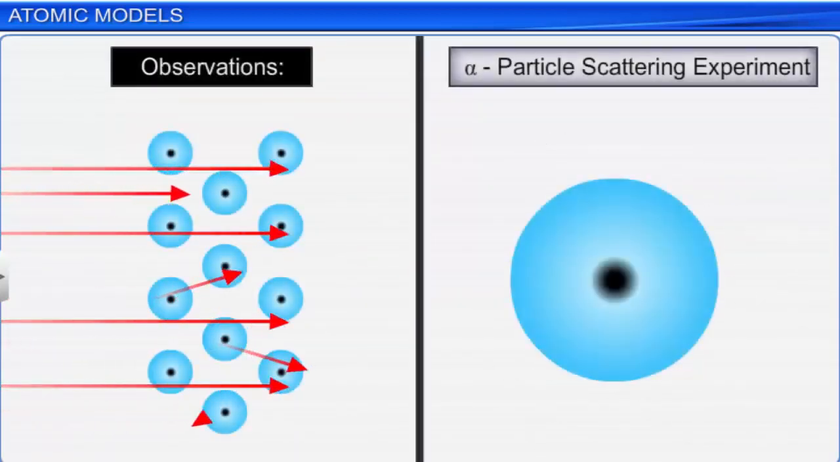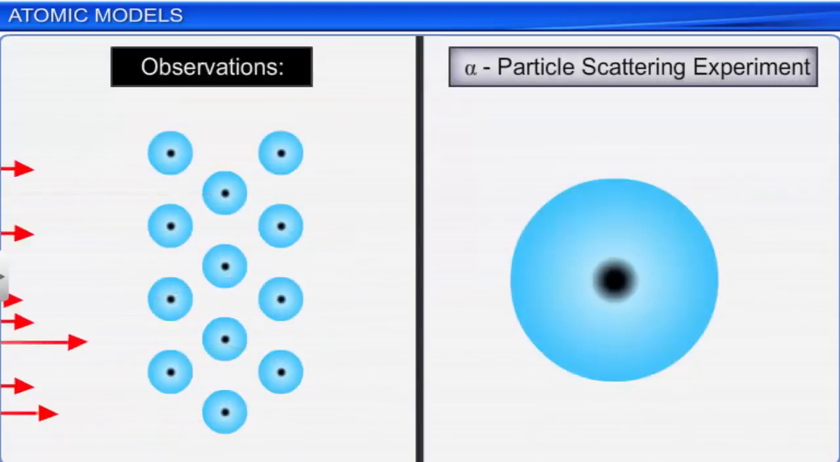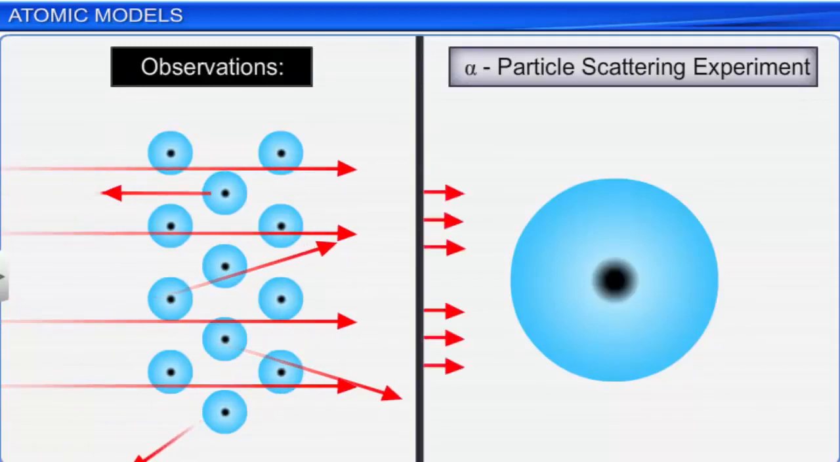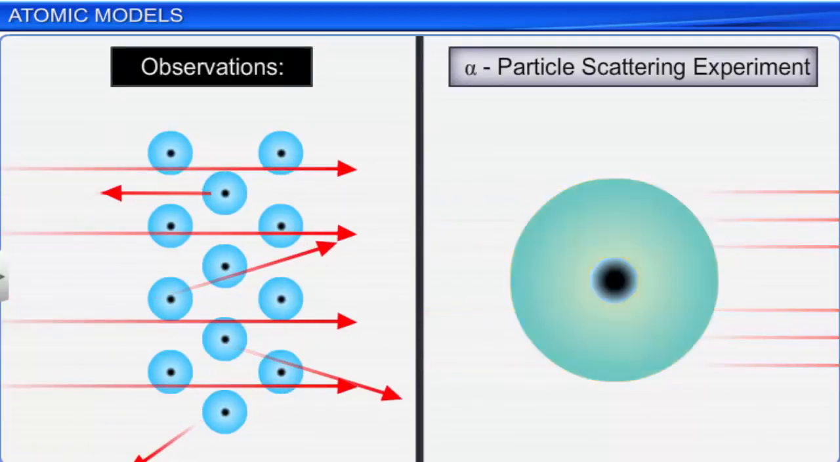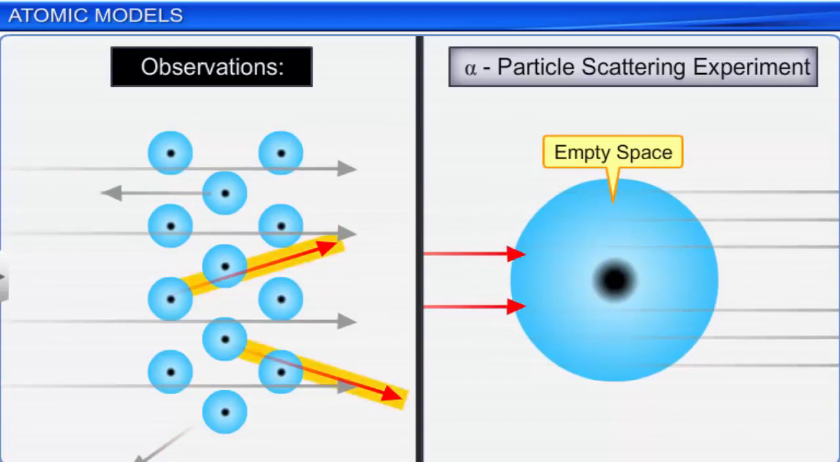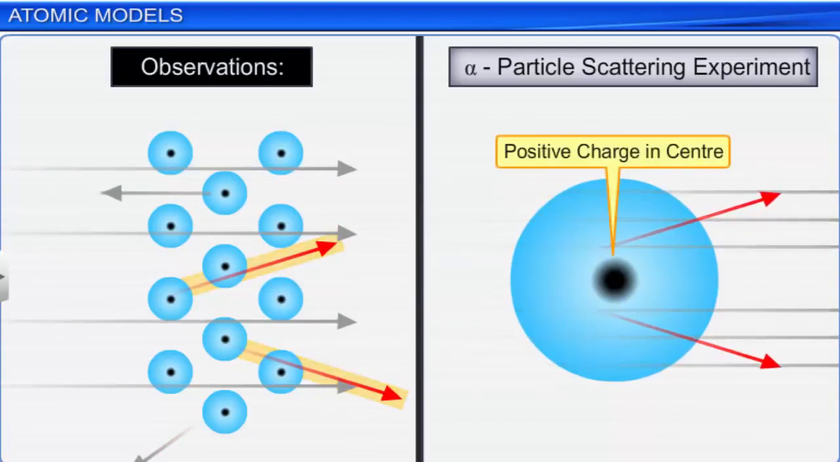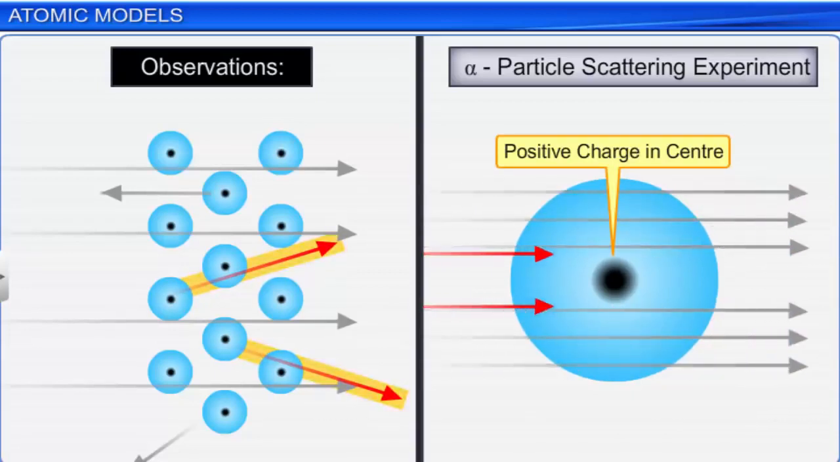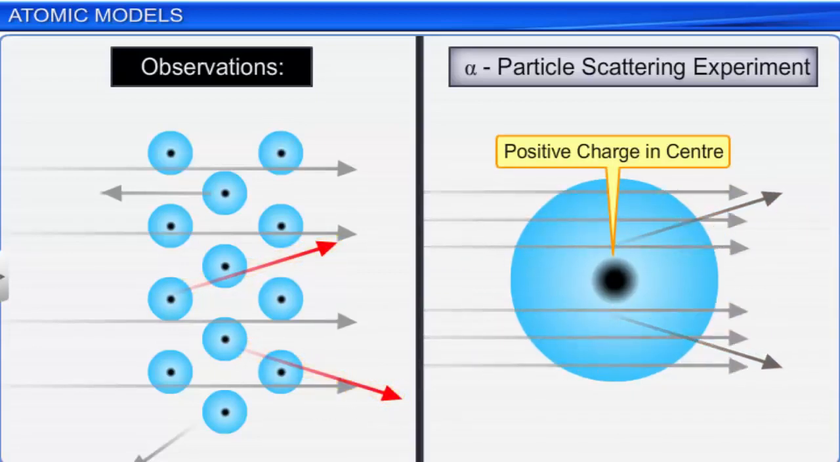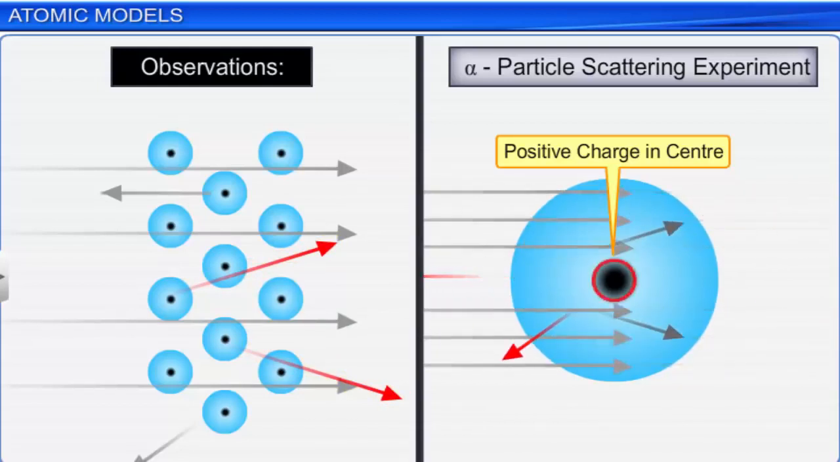Based on these observations, Rutherford concluded that as most of the alpha particles passed undeflected, most of the space inside the atom is empty. Only a small number of deflected particles suggested that the positive charge of the atom is not spread throughout the atom, as Thomson had presumed. Rather, it is concentrated at the center in a very small volume.